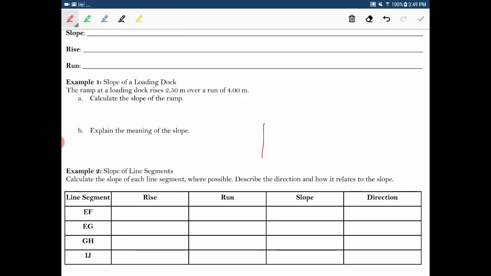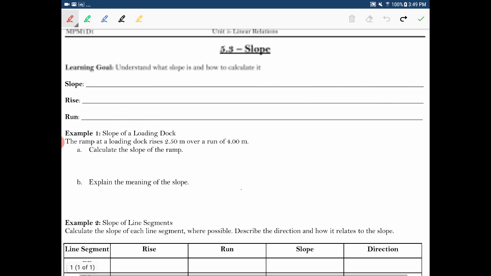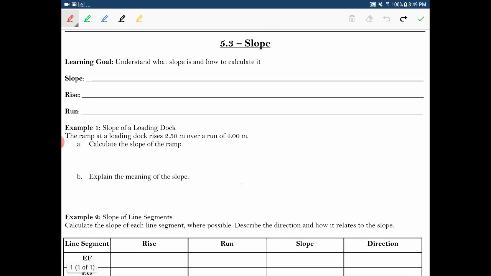Today, whoops, I do that every single time. I start a video and I immediately draw a line where I don't want it. Anyway, today we're going to take a look at what is called slope.